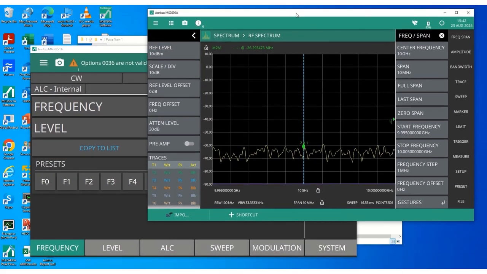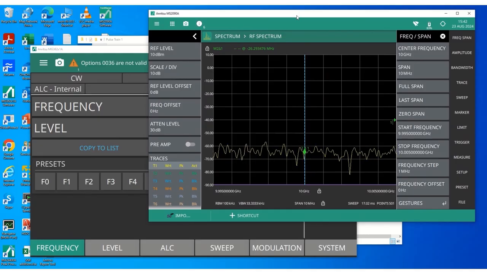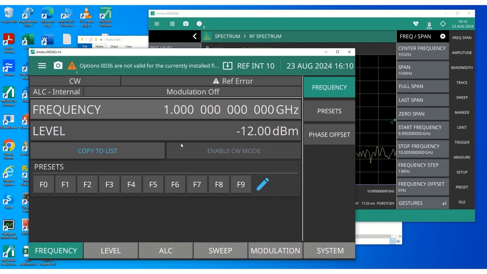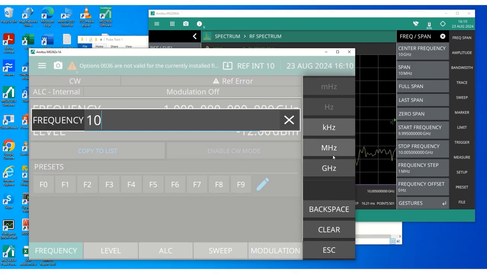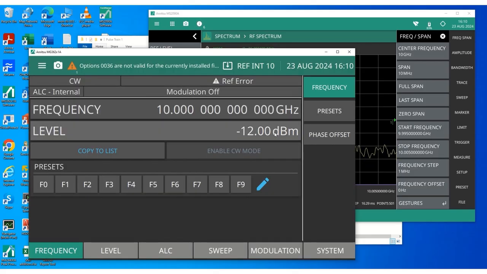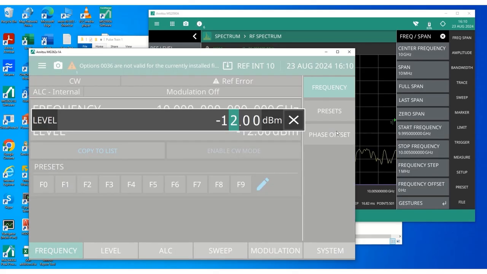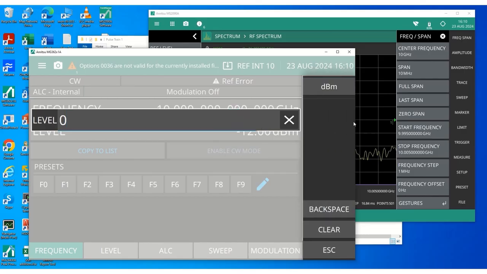This is the MS2090A remote GUI. It also mirrors the GUI on the MS2090A instrument. With these two GUIs, we have full capability to configure settings on both the instruments. Back to the Rubidium GUI, we'll start with setting the frequency and the level. Let me set the frequency to 10 gigahertz and level to some larger number like 0 dBm.